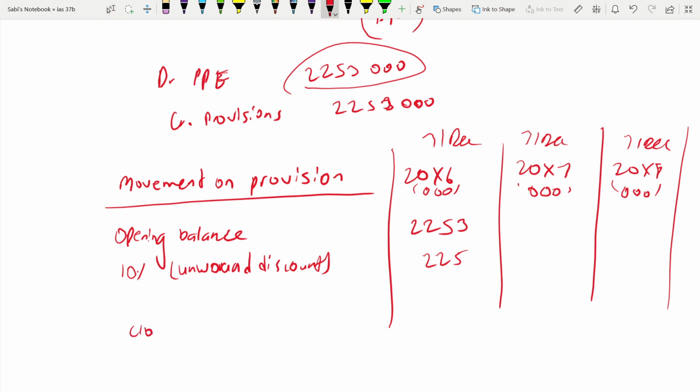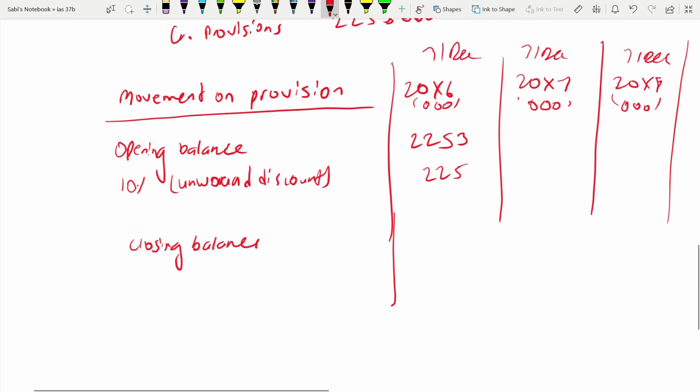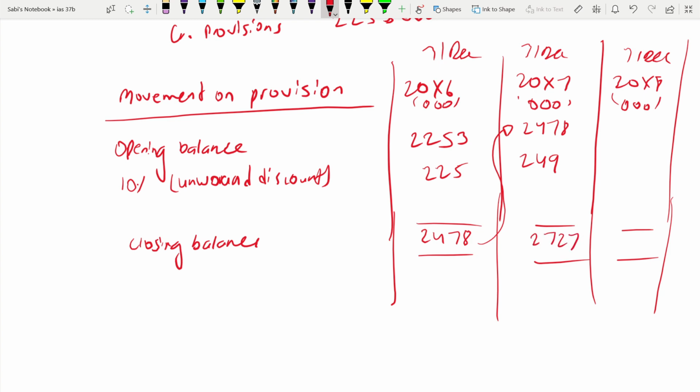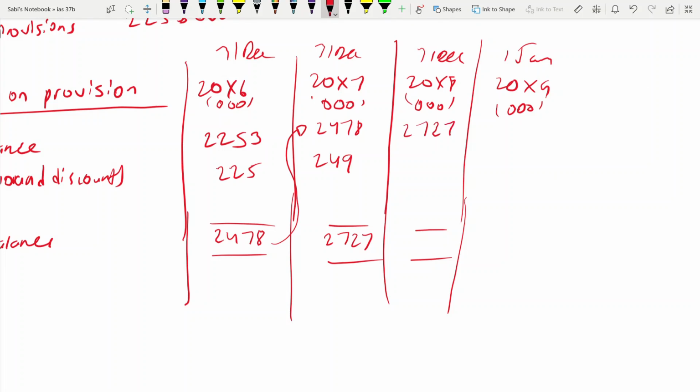Then closing balance. The discount is added. Okay. So once we add the discount to it, the closing balance will be 2,478. It will go up. This becomes the opening balance of the next year. 2,478. 10% of that will be 249. So 2,727. Now this 2,727 will be the opening balance of next year. 10% will be 273. If you add, it will be 3,000. You see, at the end you have to get 3,000. It's in the future, that's what we have discounted. So here it will be 3,000.